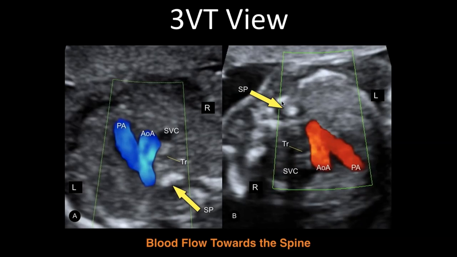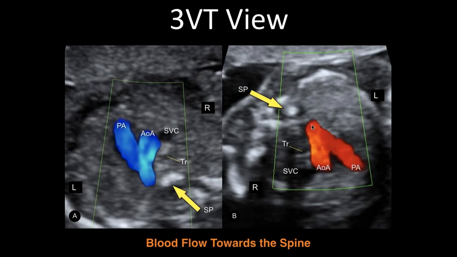What kind of flow should we see in the pulmonary artery and aorta, or ductal arch and aortic isthmus? The flow should always be towards the spine. Remember, the descending aorta sits right anterior to the spine, so the flow should be towards the descending aorta. So if the spine is posterior, you should see blue color in both. If the spine is anterior, you should see red color in both.